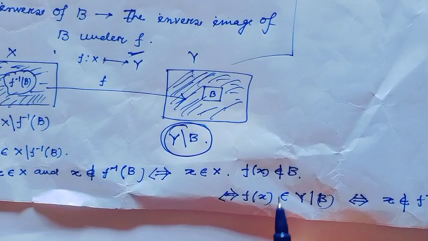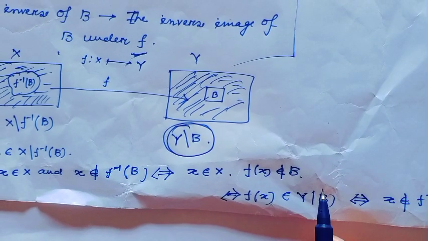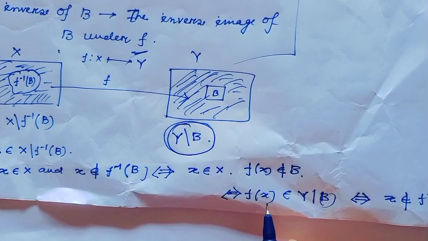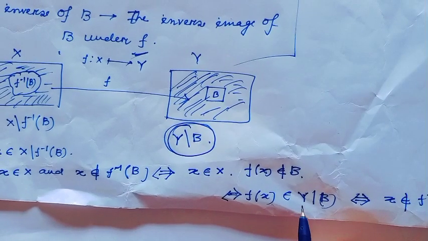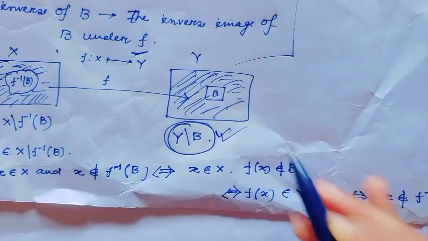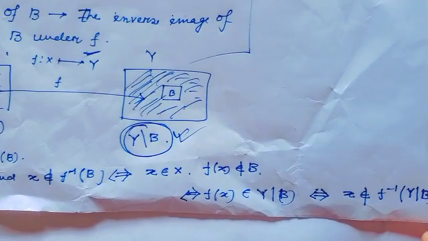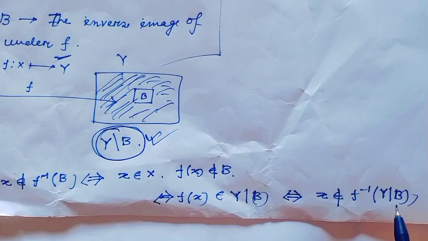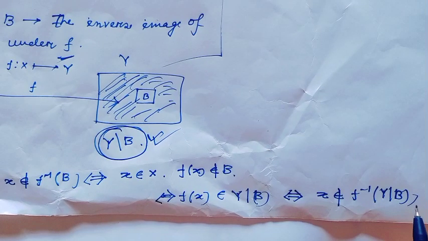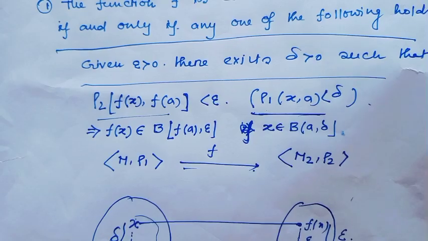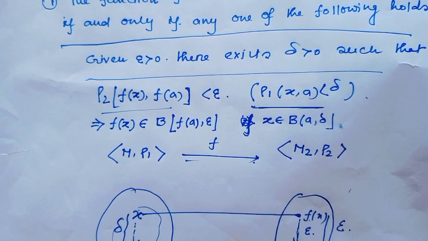That means the image of f(x) does not belong to B, which means f(x) belongs to the B complement, that is, Y minus B. That implies x does not belong to f inverse of (Y complement B). Okay, coming back to our original discussion.